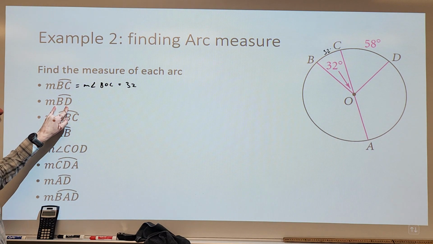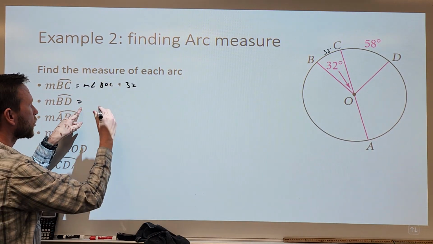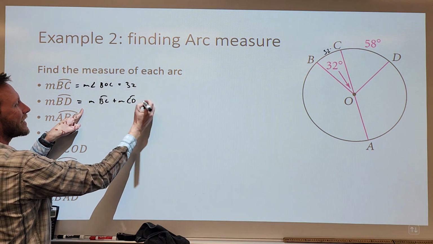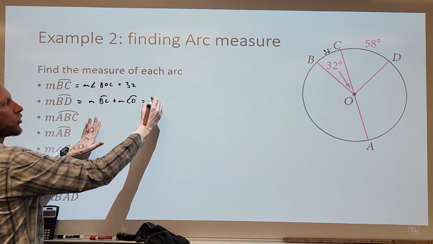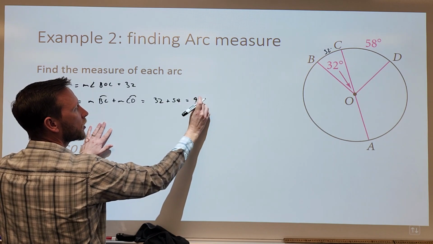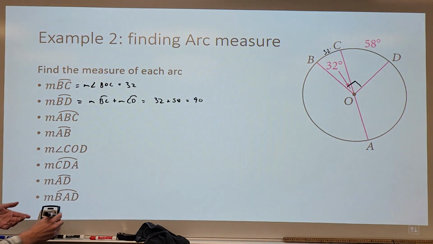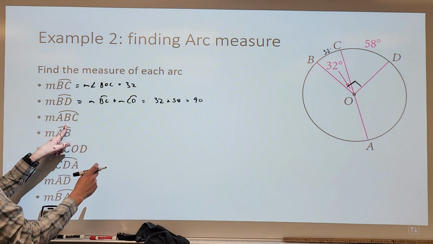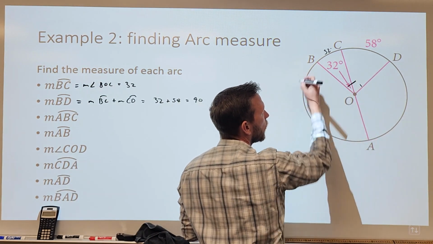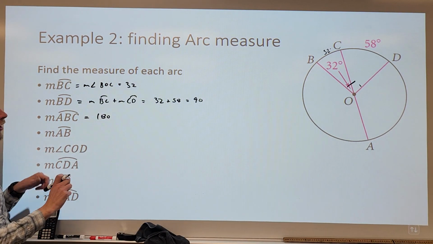Arc BD, all right? Well, if this is 32 and this is 58, then I can know, and this is important, I do want you to write this out: the measure of arc BD is going to be the measure of arc BC and the measure of arc CD added together. So I have 32 and 58, which add up to 90, which means that big angle BOD is going to be 90 degrees. The measure of arc ABC: you should notice that AC is a diameter, and so this whole thing is a semicircle. ABC is a semicircle, and its measure is 180 degrees.